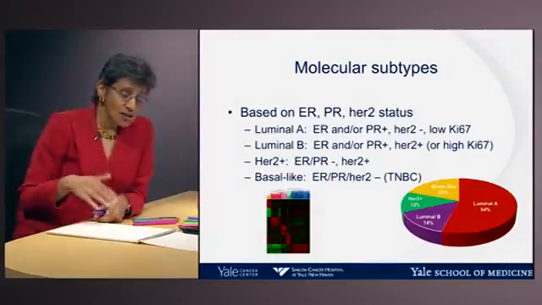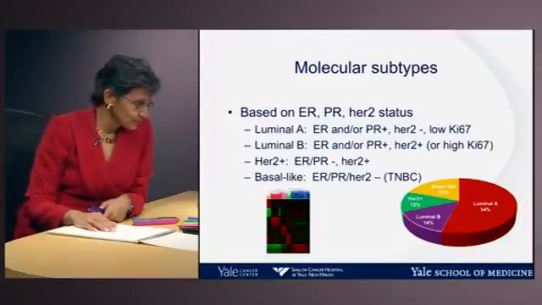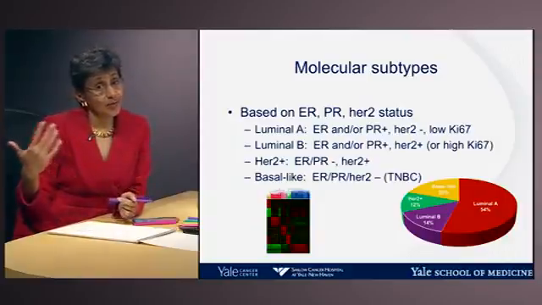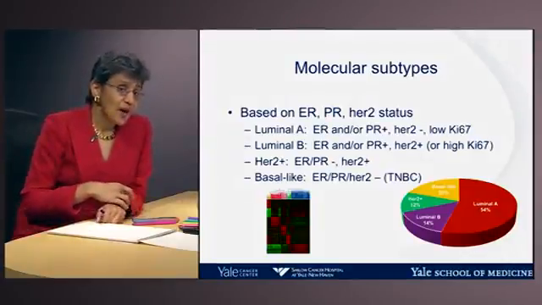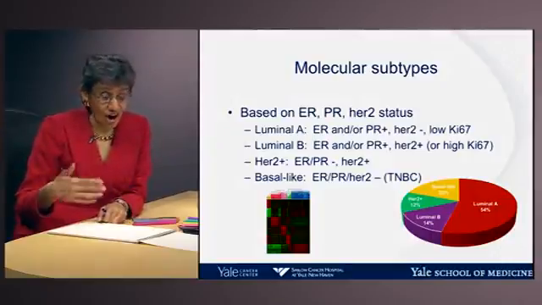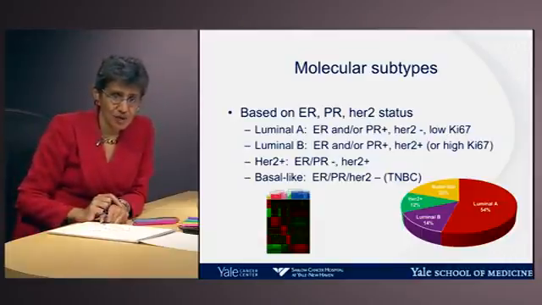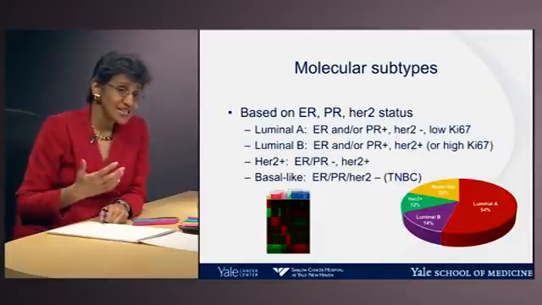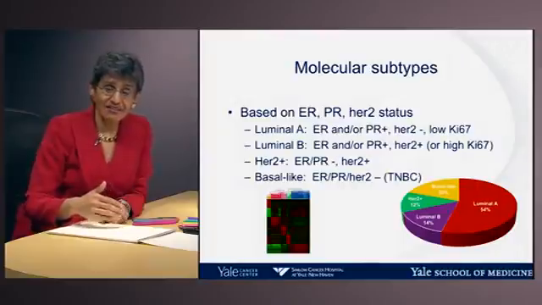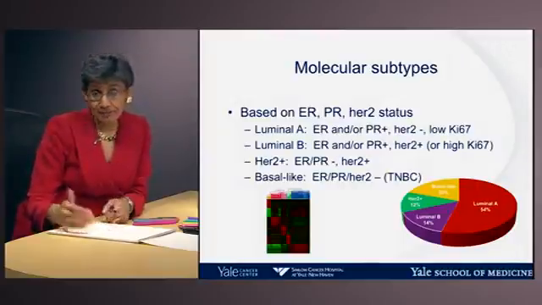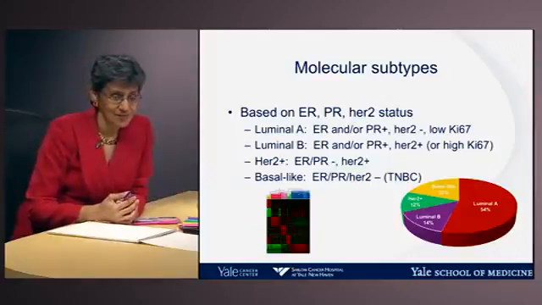Luminal B are also estrogen and progesterone positive, but they also express HER2. Or they may have a higher proliferation index with a higher Ki67. The HER2 positive subtype, as you can imagine, are those that really express HER2, and they're negative for the estrogen and progesterone receptors. And then the basal-like are ones that are negative for all three receptors. They're ER negative, PR negative, and HER2 negative. Many of you may have heard about these, often referred to as triple-negative breast cancers.